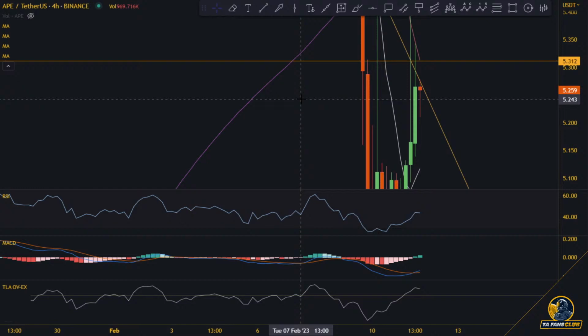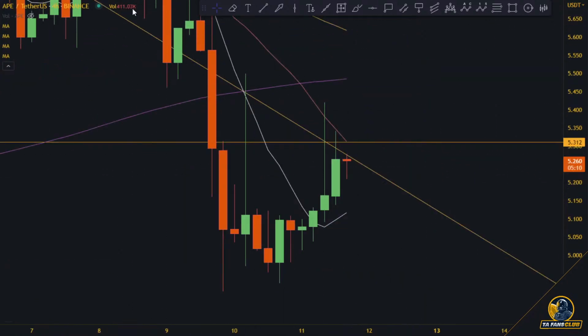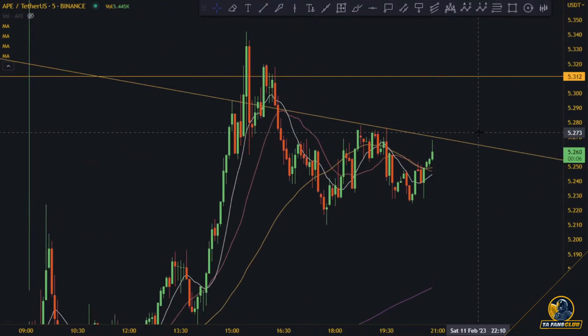It's working though. It is working. Longing and shorting at the same time is working. Okay, man. Nice plate, nice plate.